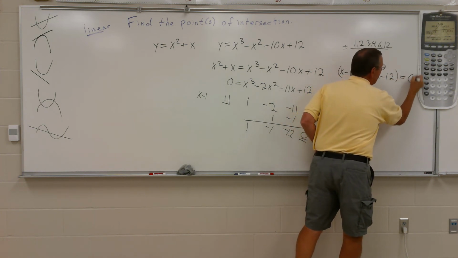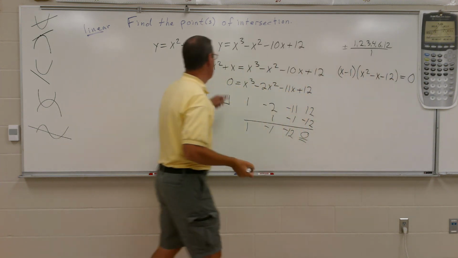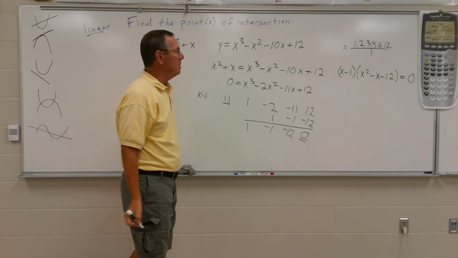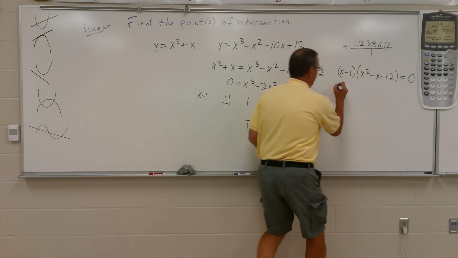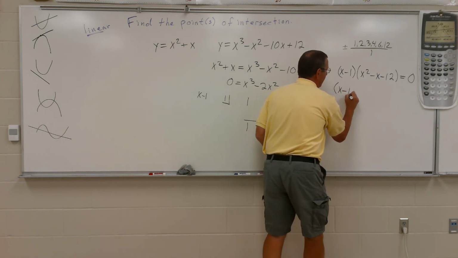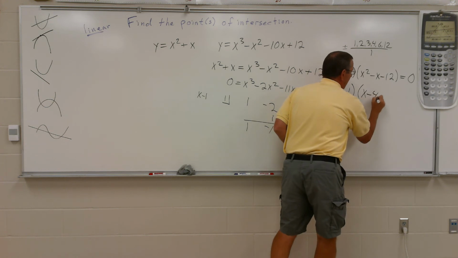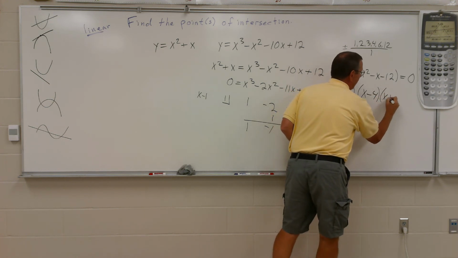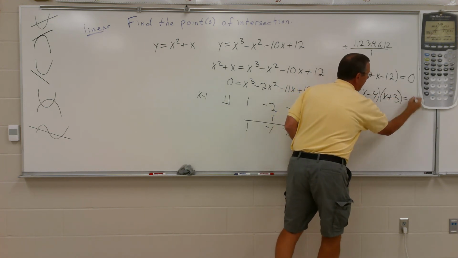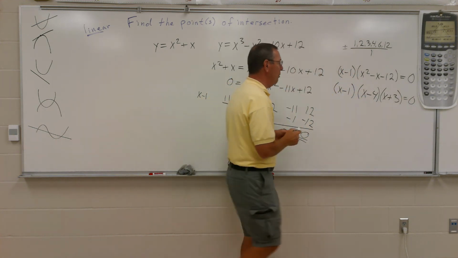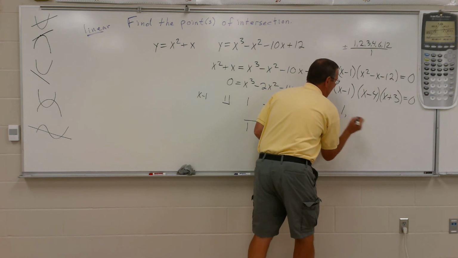I'm going to put my equal 0 on the right side. It was on the left over here, but I'll put it on the right side just for reasons of room. I can factor this quadratic. I'll copy my x minus 1. That x squared minus x minus 12 factors for us. I love it when we have something times something times something equals 0.